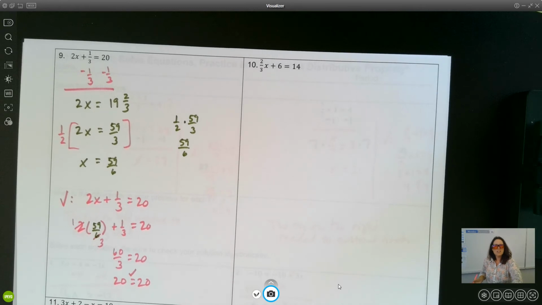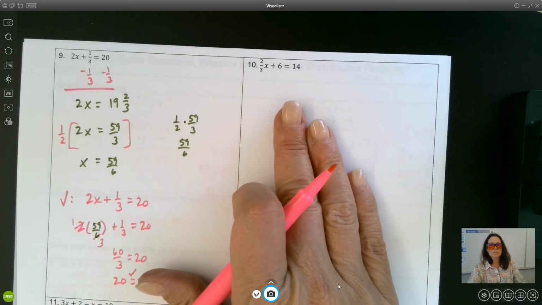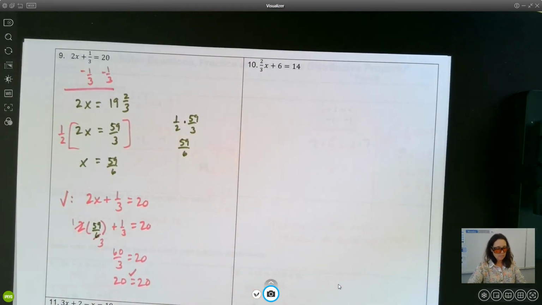Okay, that's a little bit harder than you're going to have on a quiz or a test, for sure. Okay, number 10 is about the hardest you'll have.